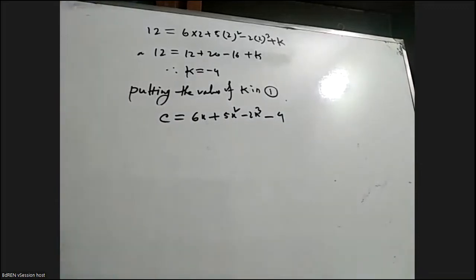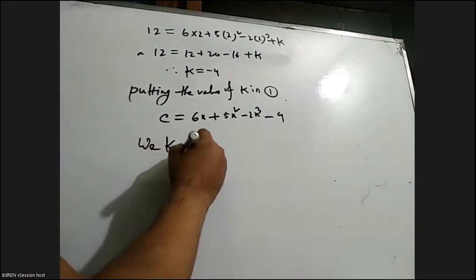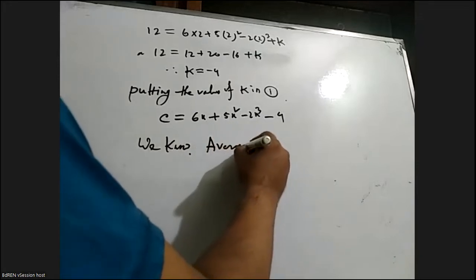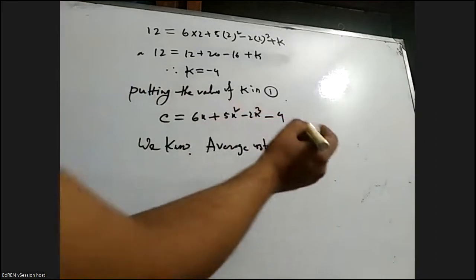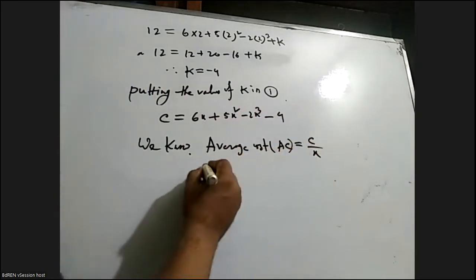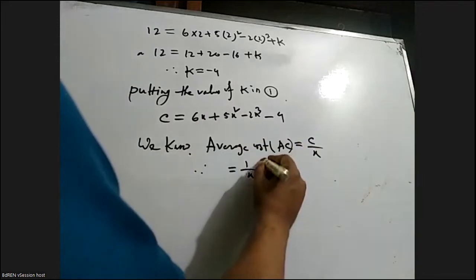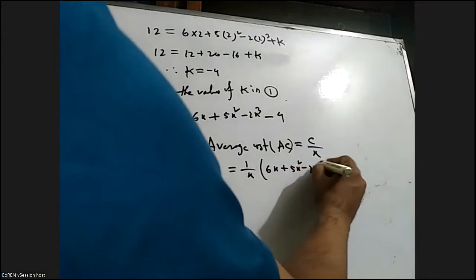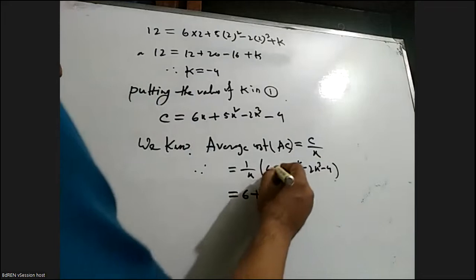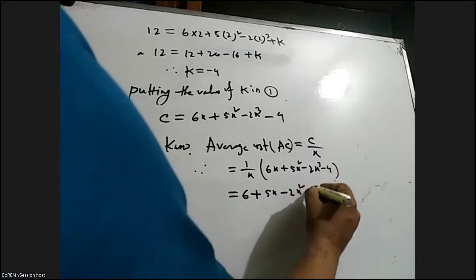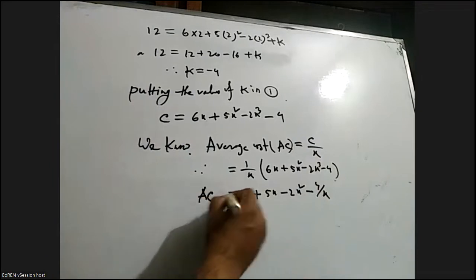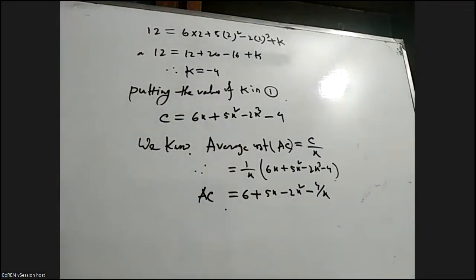Now secondly, we have to find the average cost function. We know average cost C bar equals C by x, that means total cost divided by the number of units x. So C is 6x plus 5x squared minus 2x cubed minus 4, divided by x. So we get 6, 5x, minus 2x squared, minus 4 divided by x. This is the second part of problem 2, our average cost.